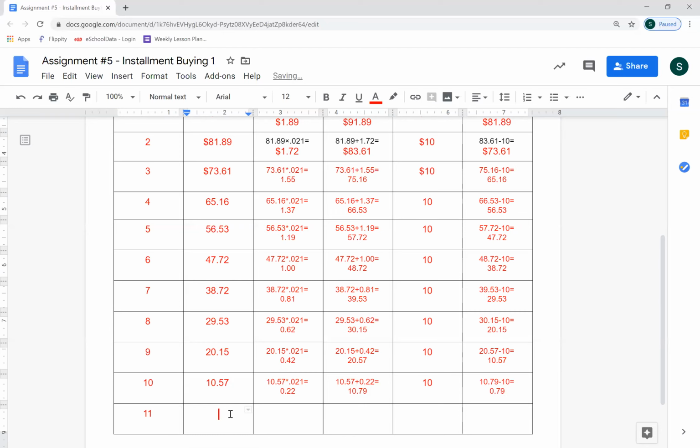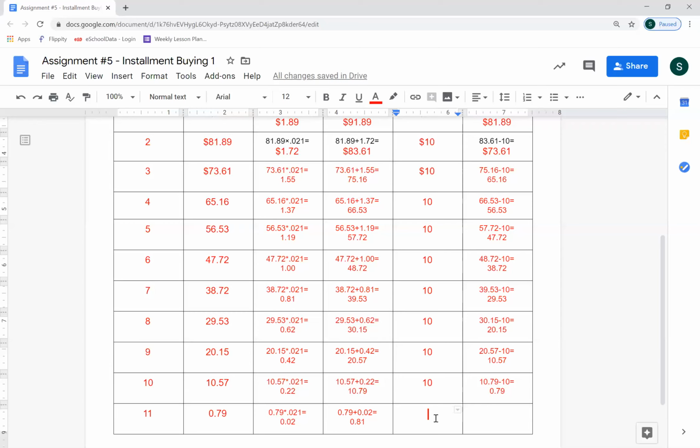So by month 11, I just have this little tiny bit, 79 cents. Because I have a balance, they are still going to apply interest to it, so I still need to multiply that small amount by 0.021. So they're going to charge me 2 cents interest on that. So I owe 79 cents plus 2% interest, which means the total balance that I have left is 81 cents.